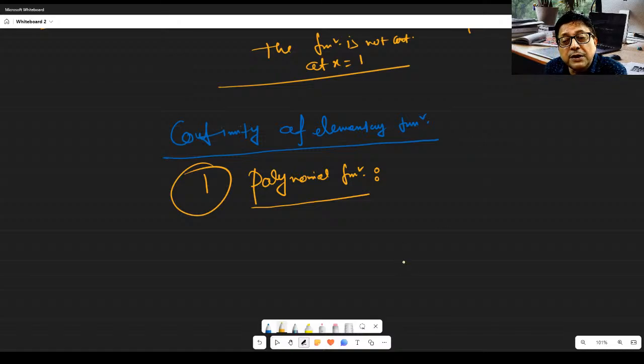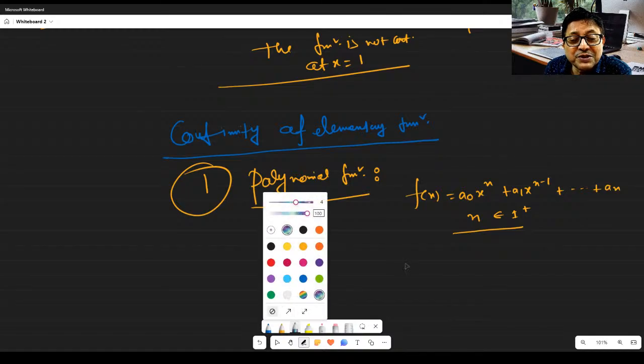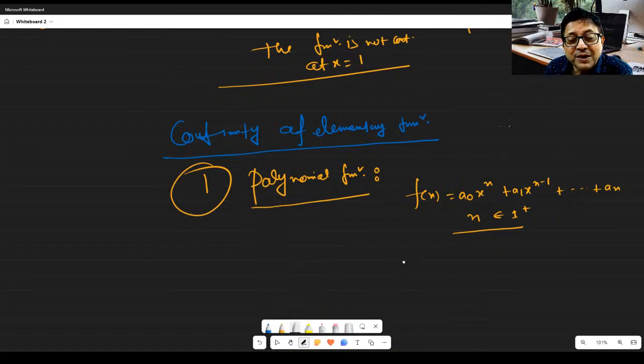A polynomial function is of this form: fx equal to a0 x to the power n, a1 x to the power n minus 1, this way up to n. This is polynomial function of nth degree. This n must be a positive integer, belonging to I plus. So let us start with polynomial function of first type, which is a constant function. Let us start with that value when n is equal to 0.